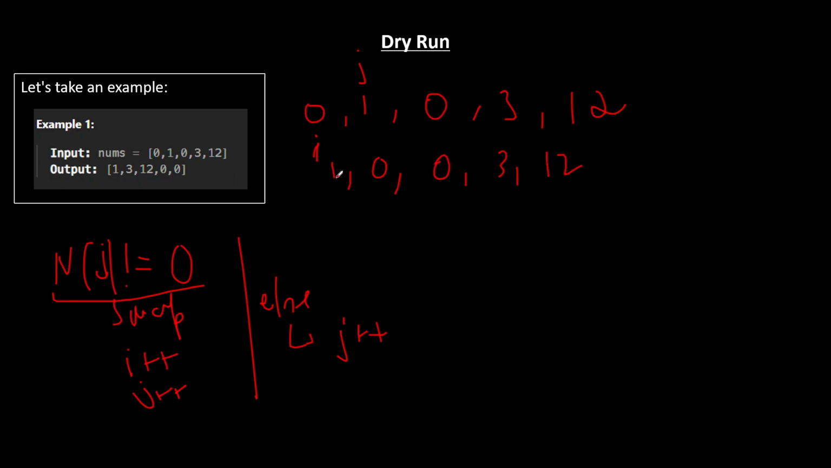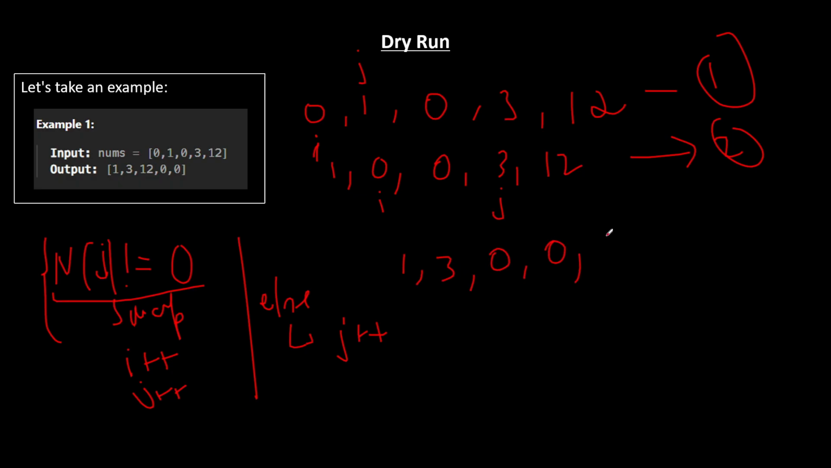Now i is here and j is here. Fine. Now again, is nums of j equal to 0? Yes, so it will skip this value and move ahead to 3. Now j is here. Now again our first condition becomes true, since nums of j is not equal to 0. Now we will swap these values. So we will get 1 comma 3 comma 0 comma 0 comma 12.